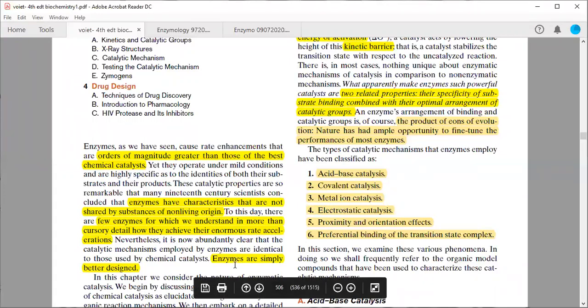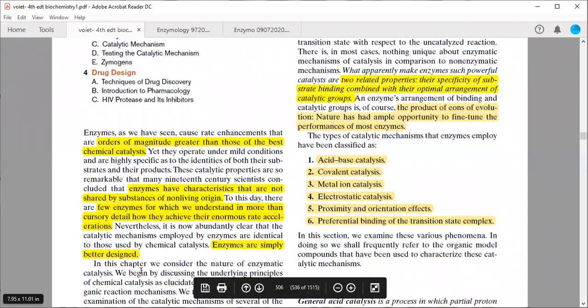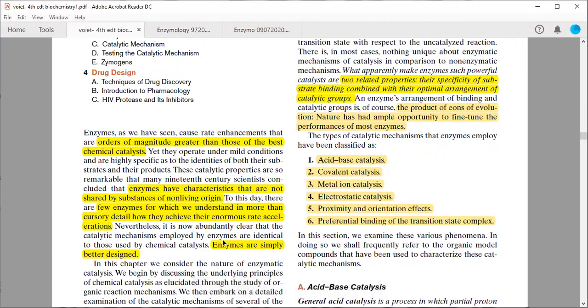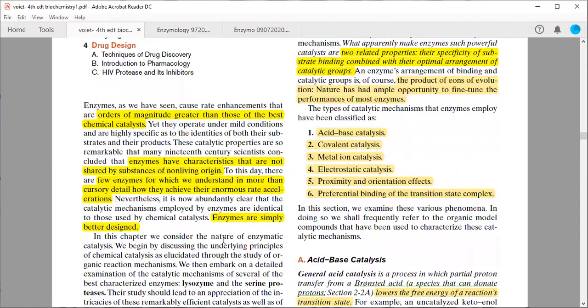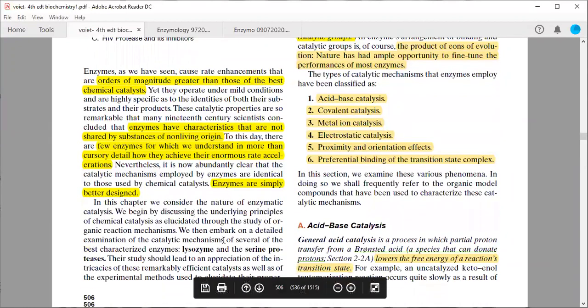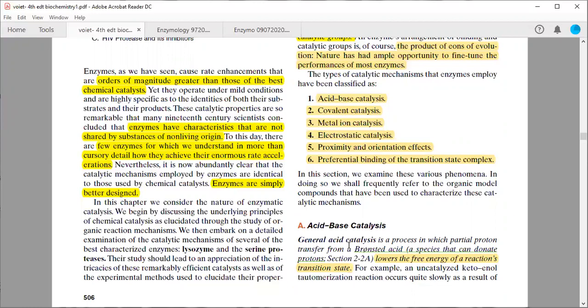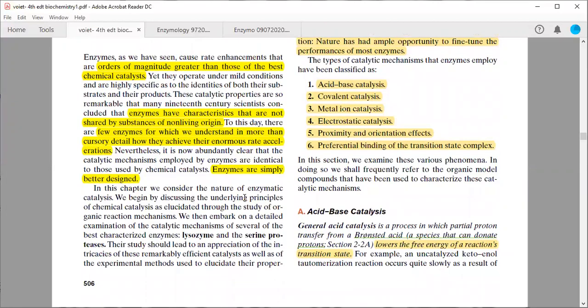So the enzymes are simply better designed. In evolution, nature has designed these enzymes in such a way that they have active sites so beautifully designed that all the amino acids required for their reactions are in very close proximity. We will see in these basic mechanisms how these enzymes' active sites have amino acids in very close contact so that they can interact more efficiently.